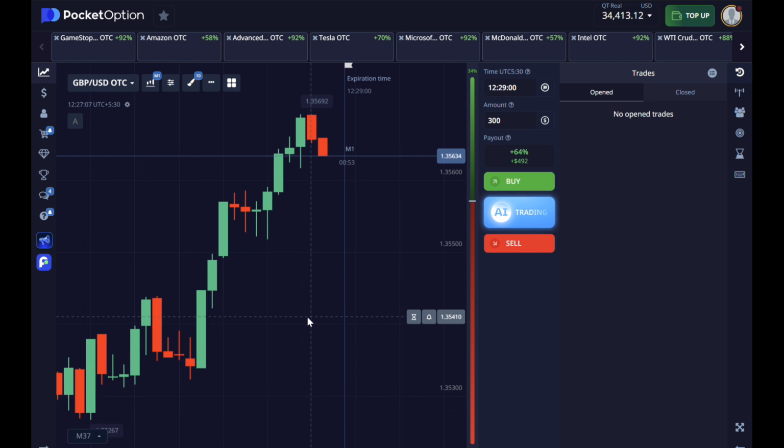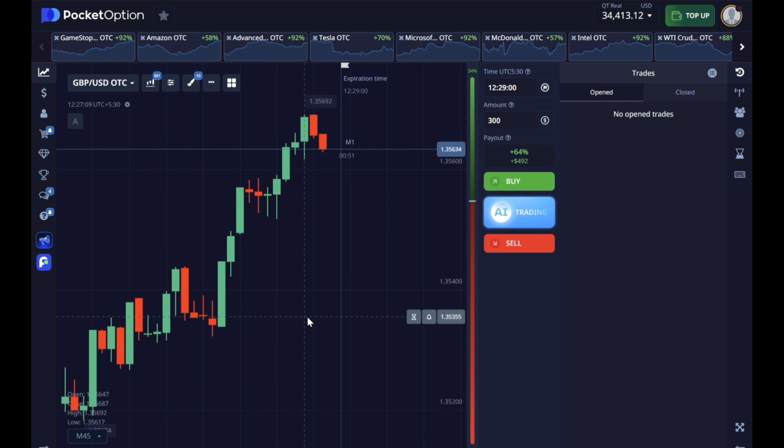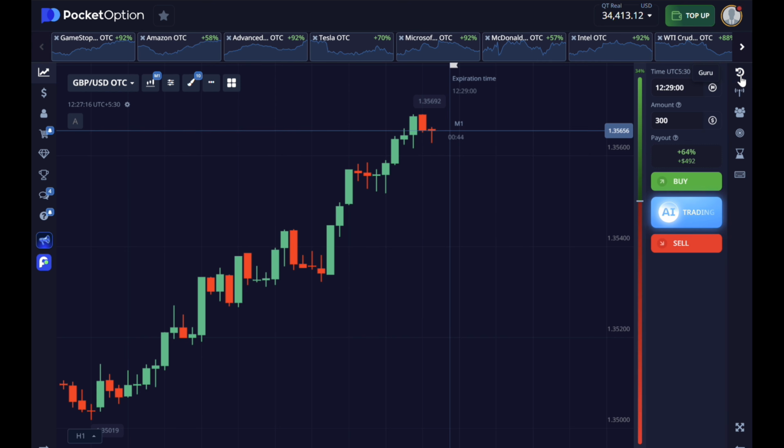So personally, I use indicators very rarely. Most of the time, I use price action, whether it's candlestick patterns or chart patterns. But the core concept is mostly price action based.